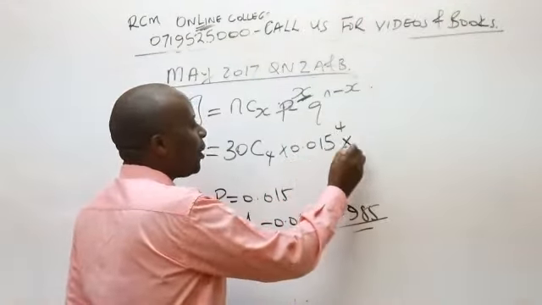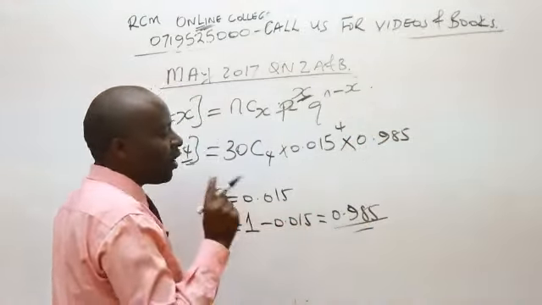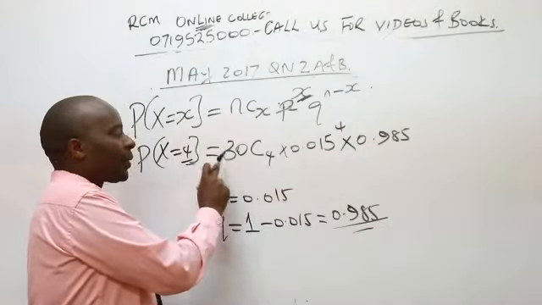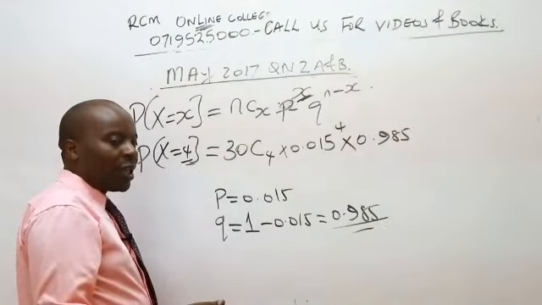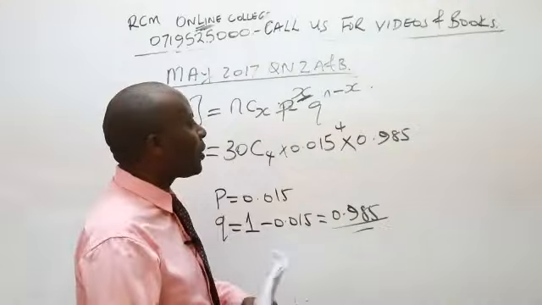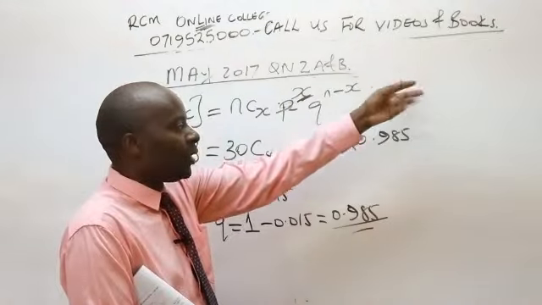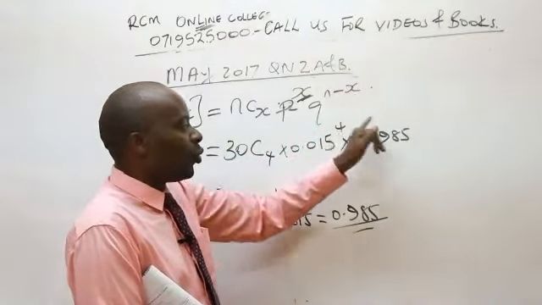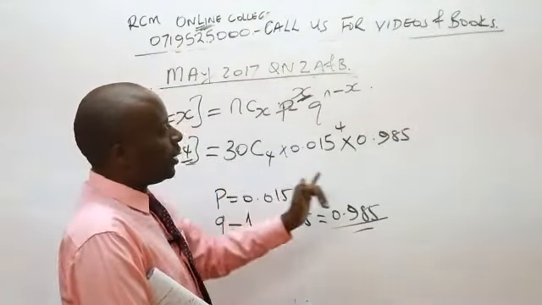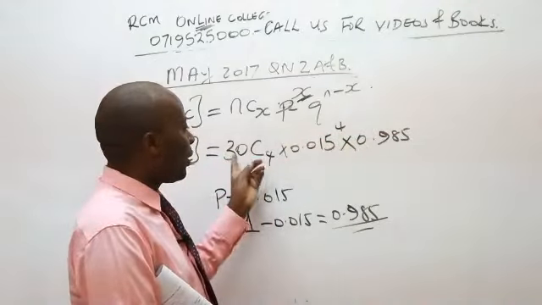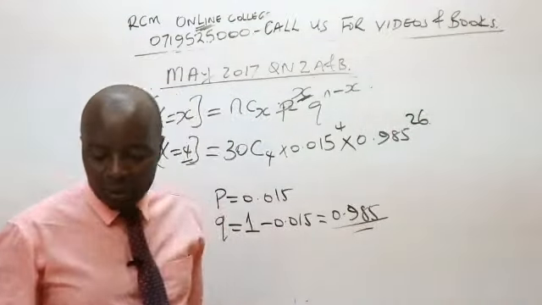So now I know that my q is 0.985 raised to n minus x. Now listen, n is 30, x is 4. When you subtract the two, you should get 26. The most important thing is for you to know that this power has to be complementary. The two powers added together must always add up to 30. So to get the new power, simply take 30 minus 4, which is 26.